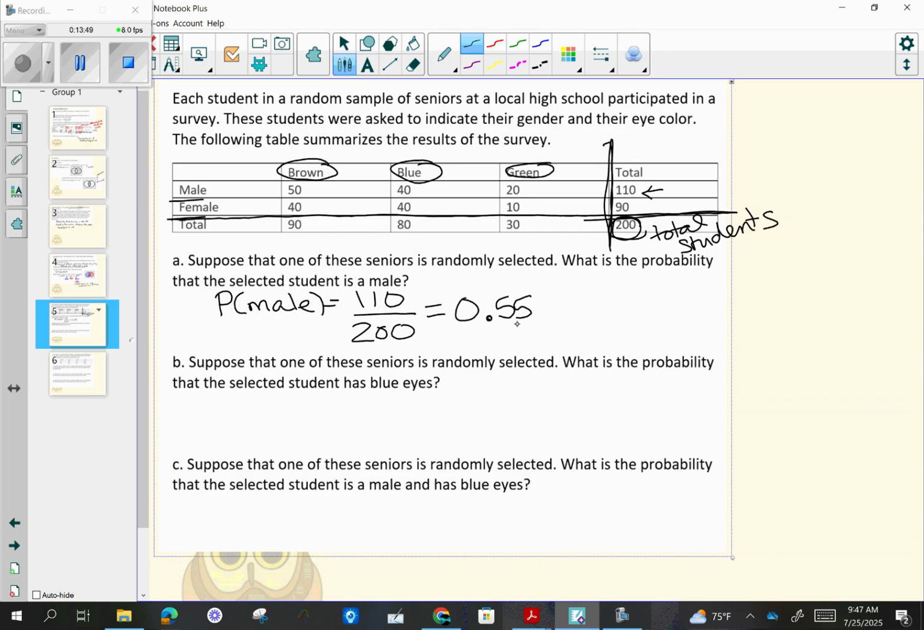So in B, suppose one of these seniors is randomly selected. What's the probability that they have blue eyes? So that probability notation is P of blue. Go ahead and give me the probability that they have blue eyes.